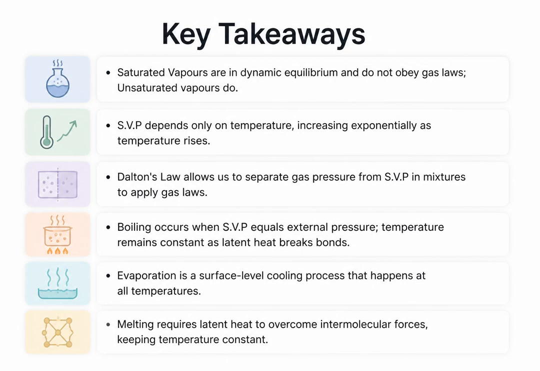To wrap up our discussion on thermal physics and phase changes, remember these core principles. Saturated vapors are in a constant state of dynamic equilibrium and ignore standard gas laws, while their pressure, SVP, is dictated entirely by temperature. When dealing with mixtures, always use Dalton's law to isolate the dry gas before doing calculations. We saw that boiling is a bulk process dependent on external pressure, whereas evaporation is a surface phenomenon that actively cools the remaining liquid. Finally, during both boiling and melting, temperature remains perfectly flat because all added energy is used as latent heat to break molecular bonds. Keep these concepts in mind, and you will master thermal physics.